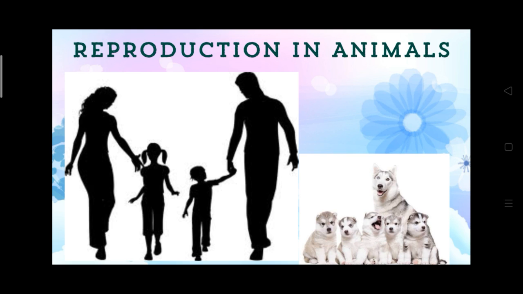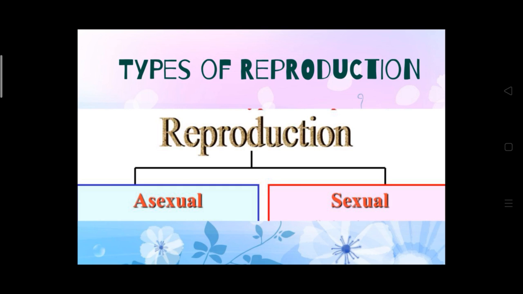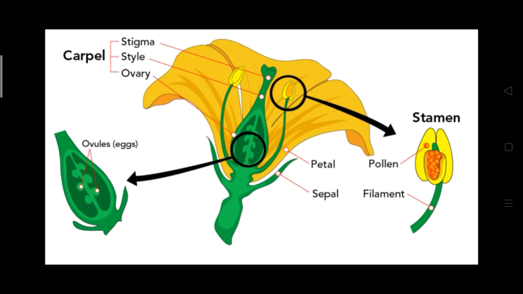What do you mean by reproduction then? It is the process of producing new individuals of the same kind. There are two types of reproduction: asexual reproduction and sexual reproduction. First, can we discuss sexual reproduction?